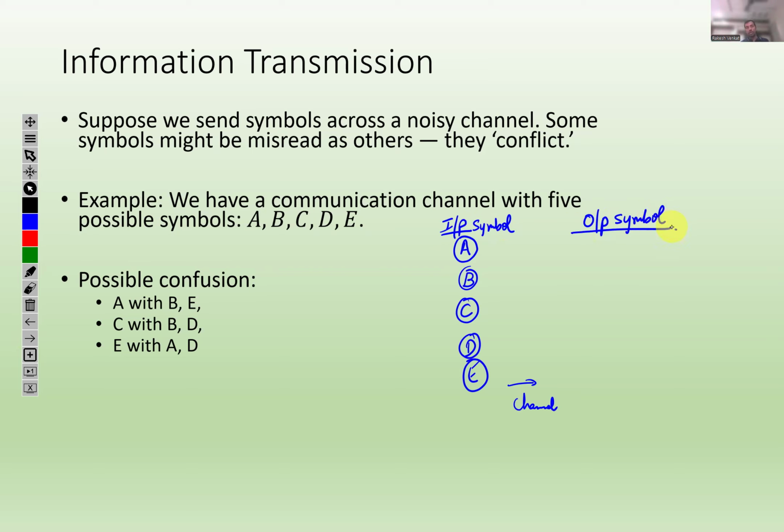What is my output symbol going to be? It turns out that your channel is such that A, B, C, D, E are cyclic, mod 5 or something, symbols. So here are my output symbols. A may turn up either as A without corruption, or as B, or as E.